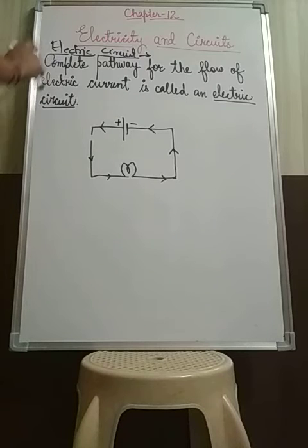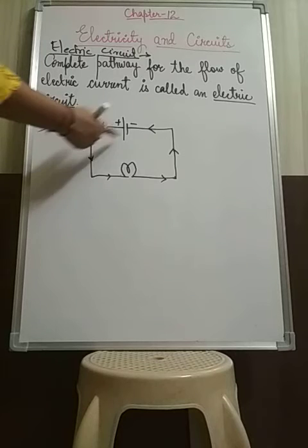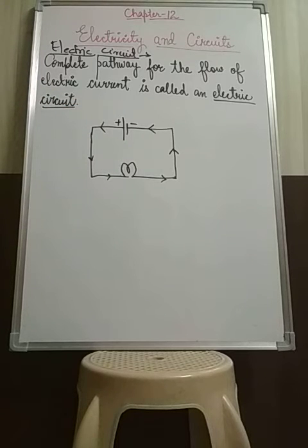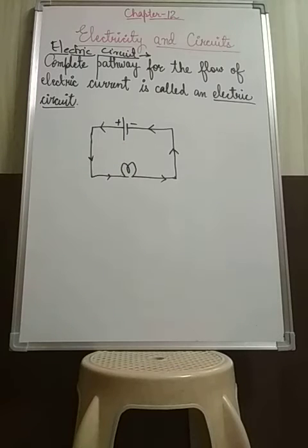Okay, so why here it is written complete pathway? It means that the pathway should be complete. There should not be any breakage in the path of the electric current, and then only the appliance will work properly. In the activities also we had seen that the bulb glows only when the two ends of the cell are properly connected to the bulb with the electric wires. This is because a complete path is needed for the electric current to flow continuously. And that complete path is known as electric circuit.